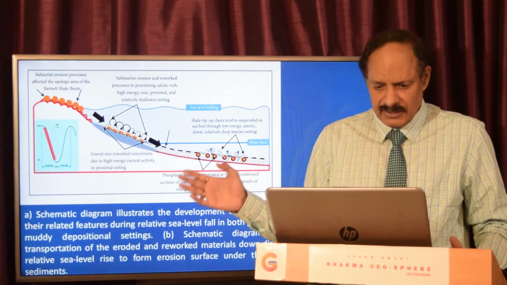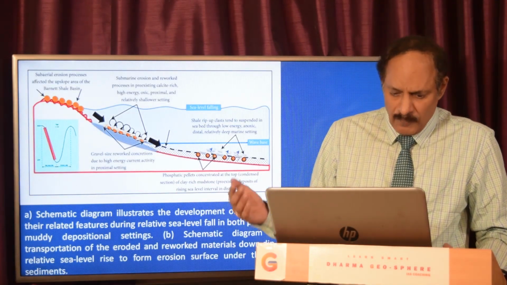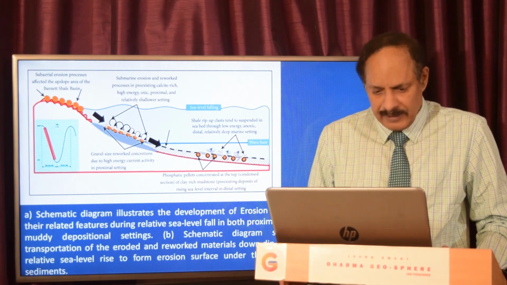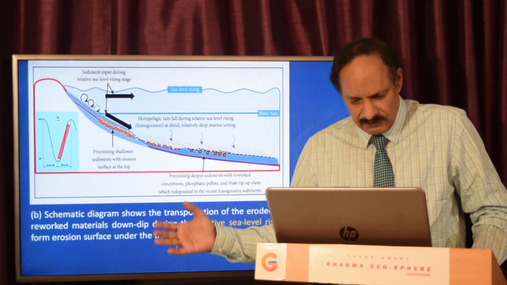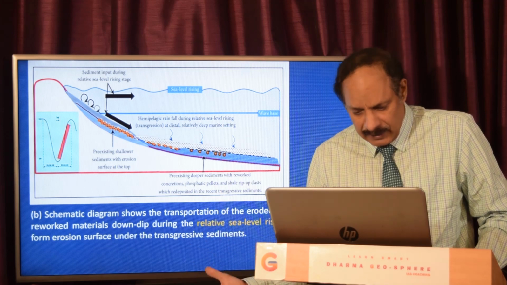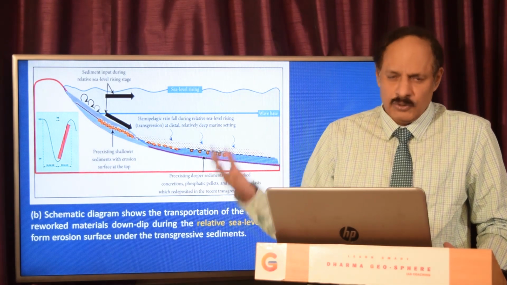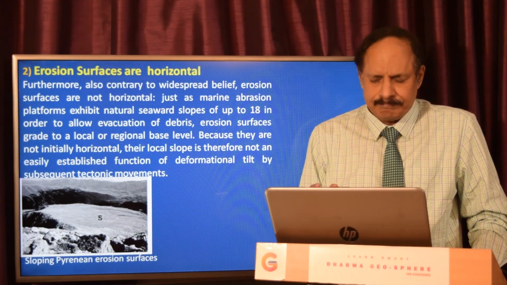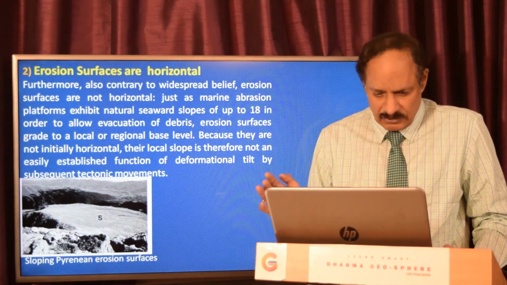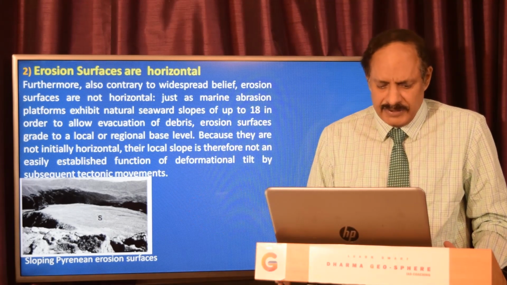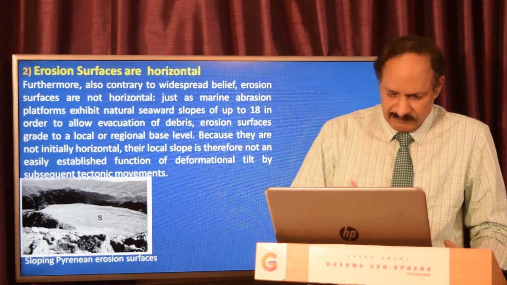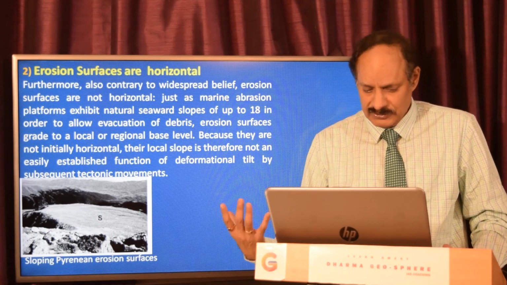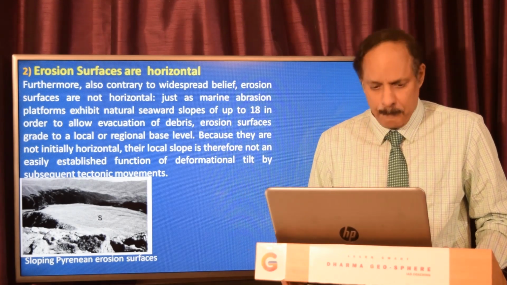So if you can see here, this is the one which is formed during a relative fall of the sea level, and then here you can see the erosion surface which has been formed relatively above the sea level due to the sea level rise. The other myth is that erosional surfaces are horizontal. As you can see, most of the erosion surfaces are in fact sloping. This is the Pyrenean classic example of an erosion surface which is sloping.